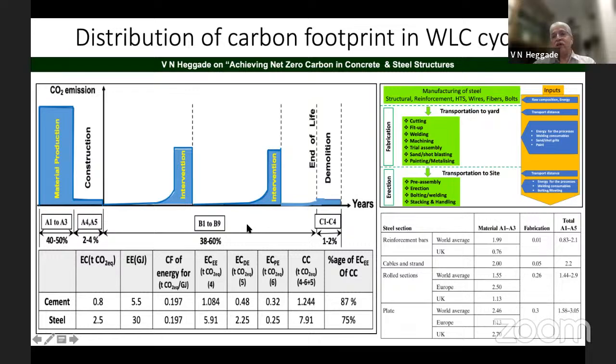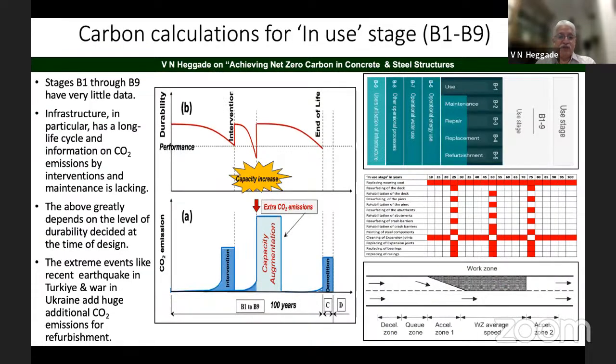In the in-use stage, whatever the cement as well as the steel which is going into the repairs and rehabilitation, if we are able to bring that down, we will be able to achieve net zero.